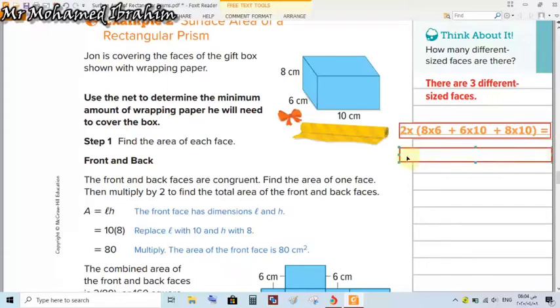Focus with me. We will not multiply 2 here now. We're just going to write 2 times, then open the bracket. Okay. 8 times 6, 8 times 6 equal 48. Here it is. Plus.